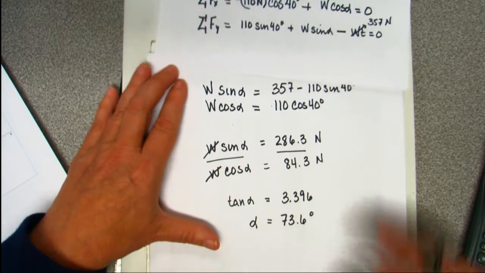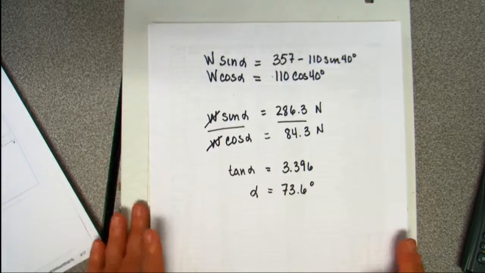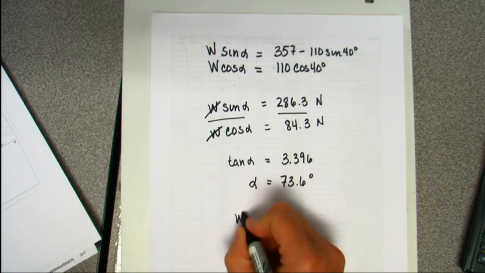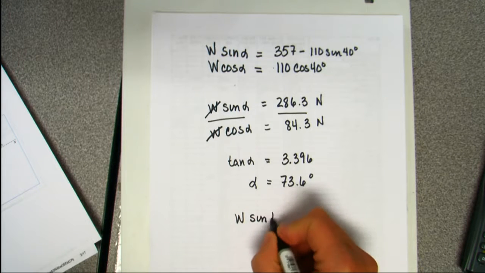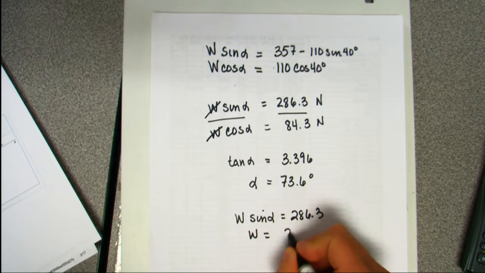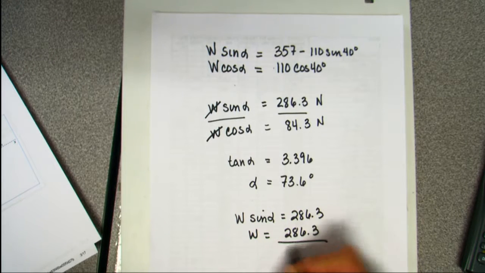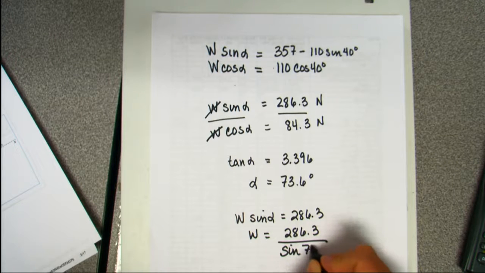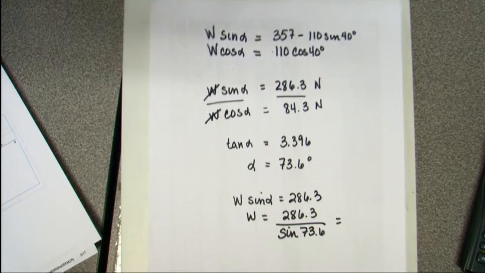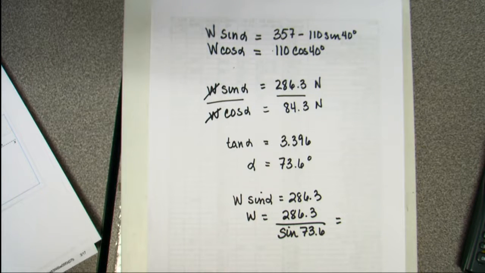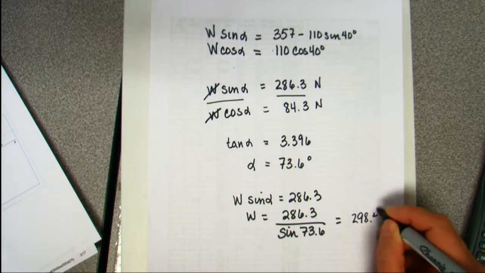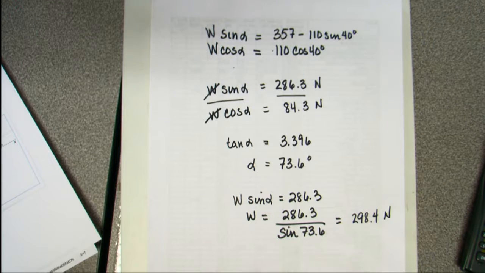And once I have the angle, I'm just going to take the weight sine alpha is equal to 286.3. Weight is going to equal 286.3 divided by the sine of 73.6. Gives me 298.4 newtons.